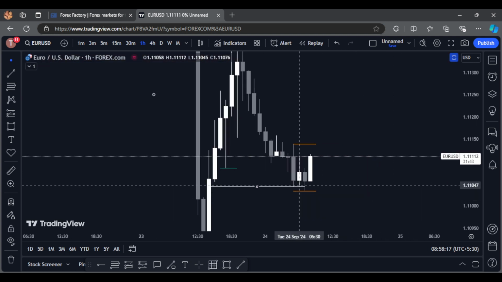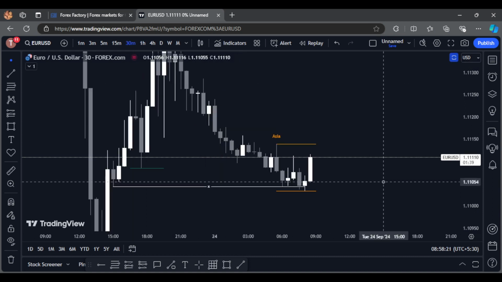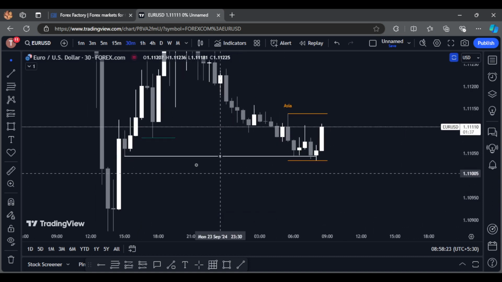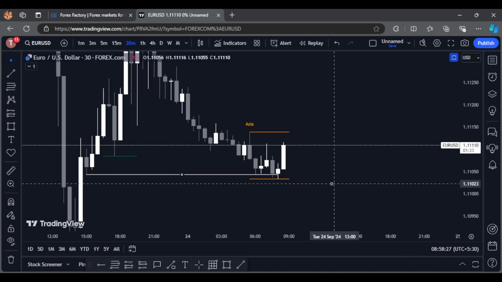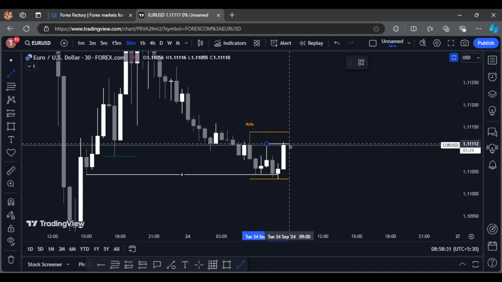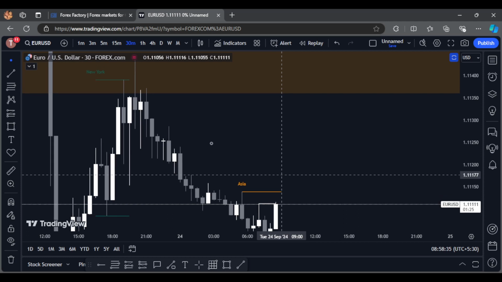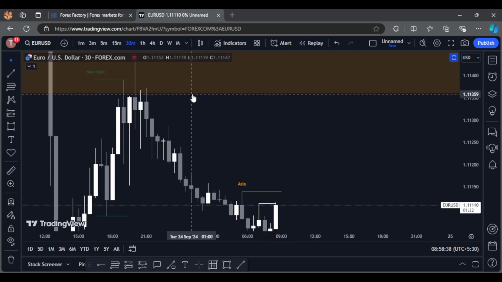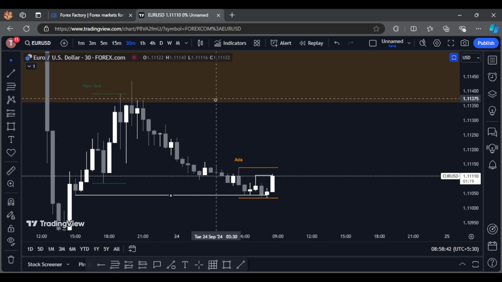So let's move to the 30 minutes to see what do we have in here. So into the 30 minutes too, we were having a BPR and the price moved into the further upside direction. And if we are going to get a close above it into the 30 minutes, most likely we are going to continue our journey into the upside direction towards the higher time frame volume imbalance.